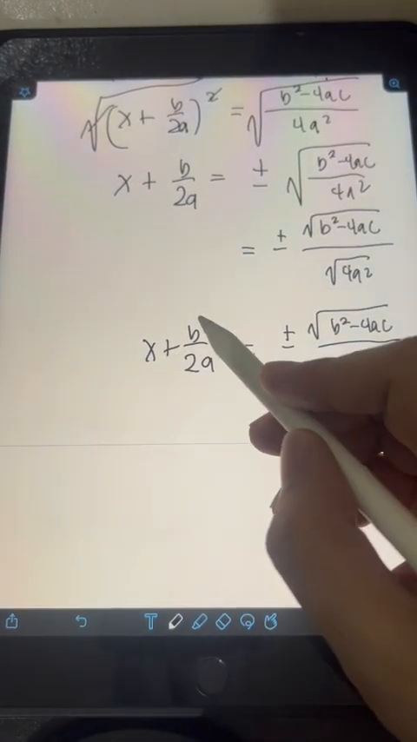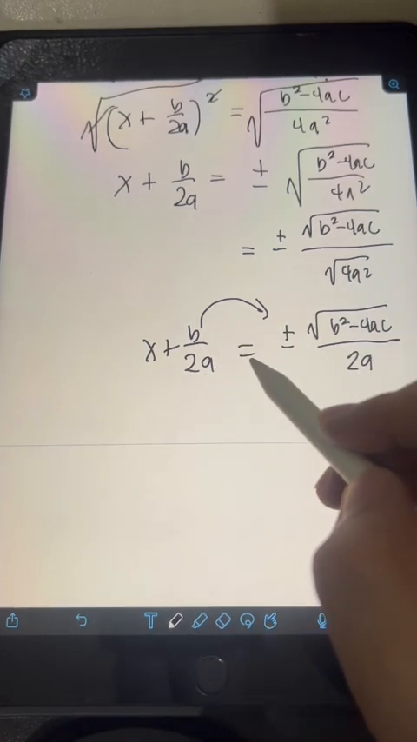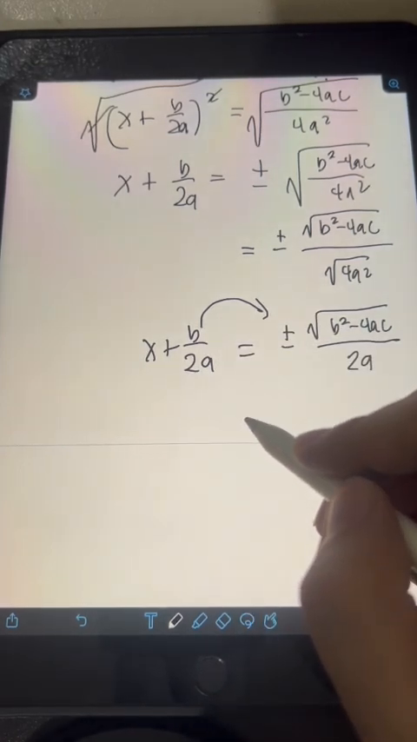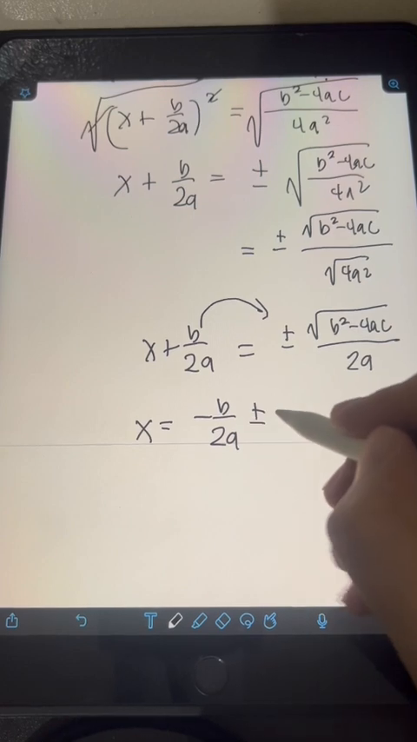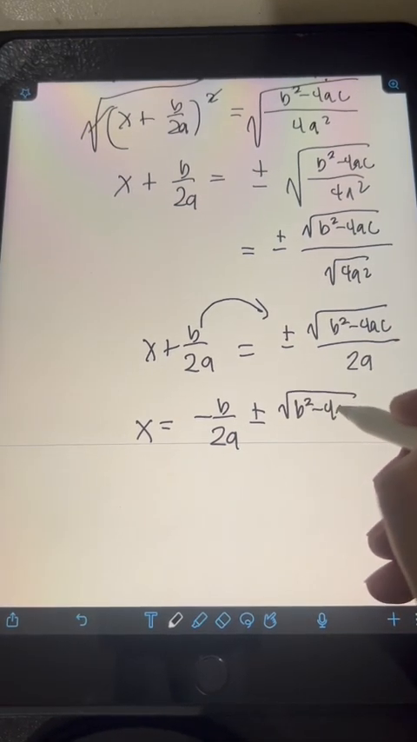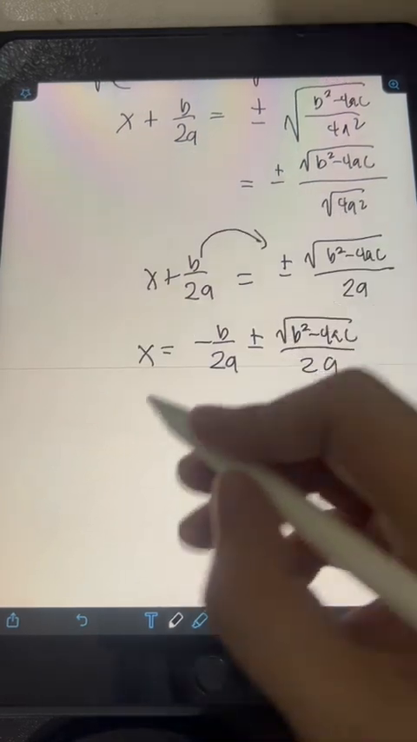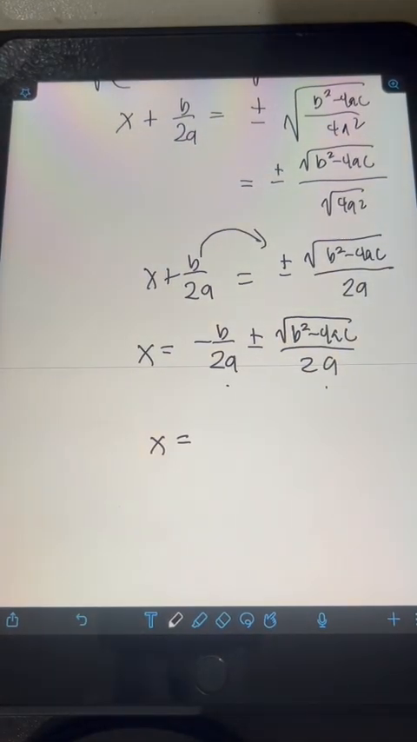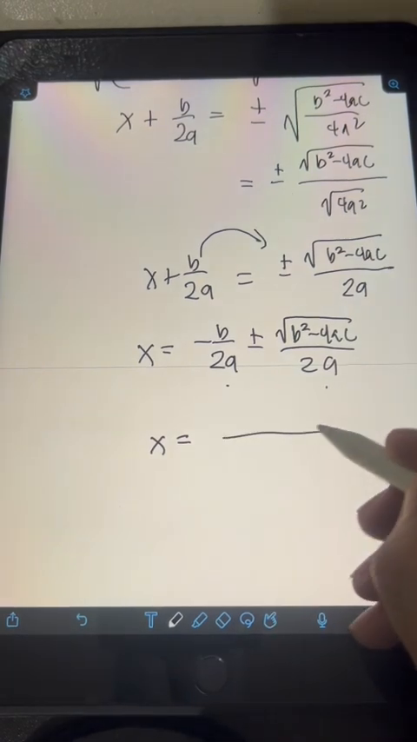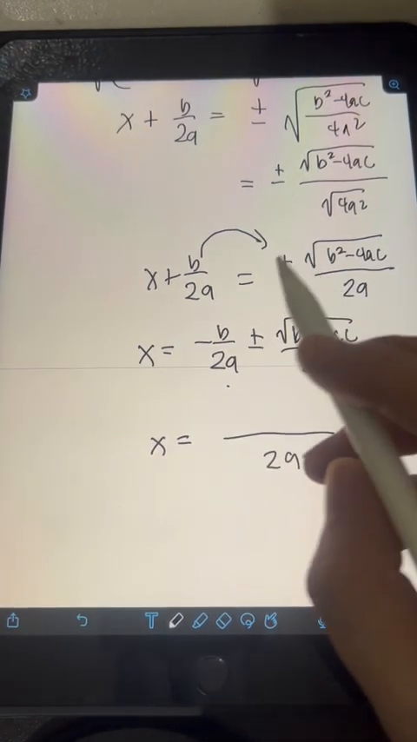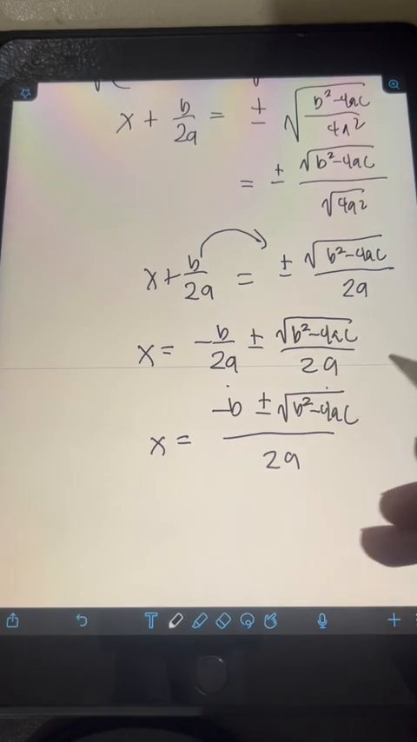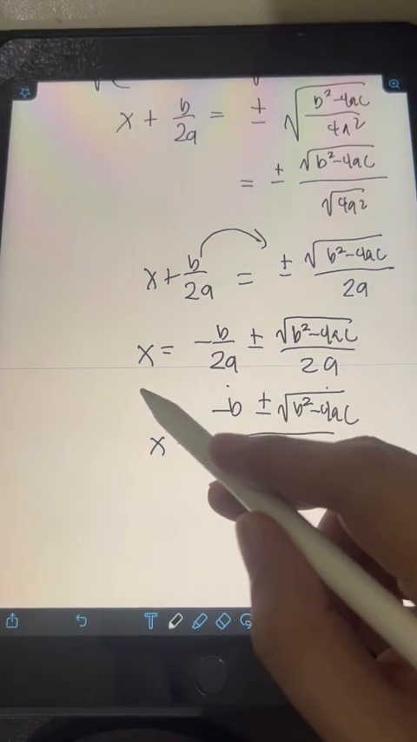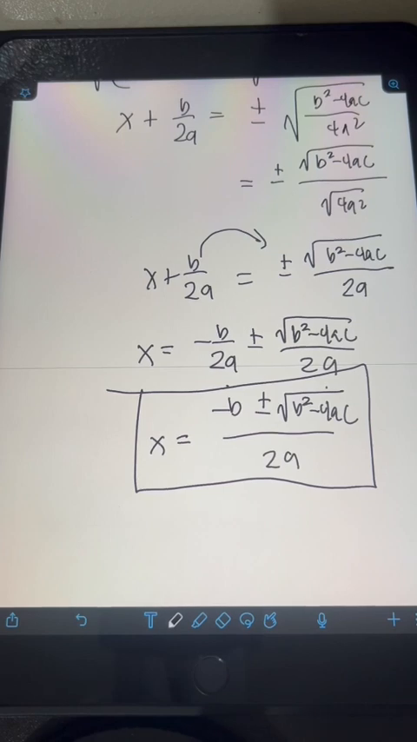Finally, to solve for x, you just need to transpose b over 2a to the right, or subtract b over 2a on both sides of the equation. So we will have x is equal to negative b over 2a plus minus the square root of b squared minus 4ac over 2a. Or combining this as a single fraction, since they are similar fractions, the common denominator is 2a, and then just combine their numerators, we have negative b plus minus square root of b squared minus 4ac. Therefore, these are the solutions of the quadratic equation: x is equal to negative b plus minus square root of b squared minus 4ac over 2a.